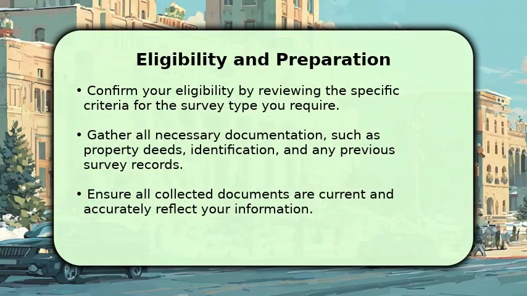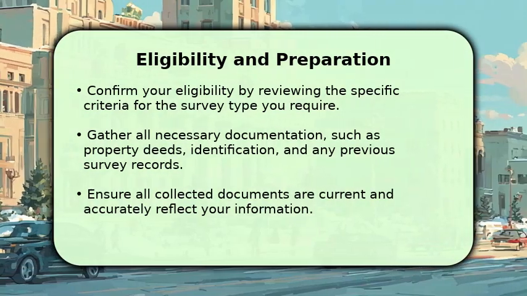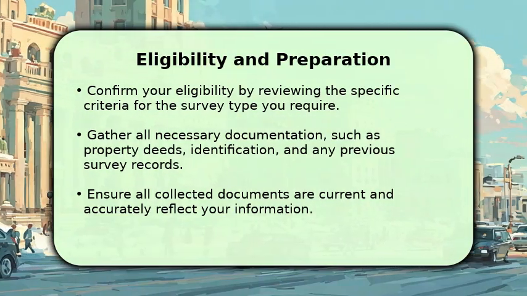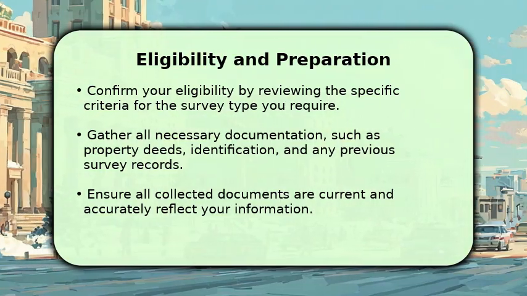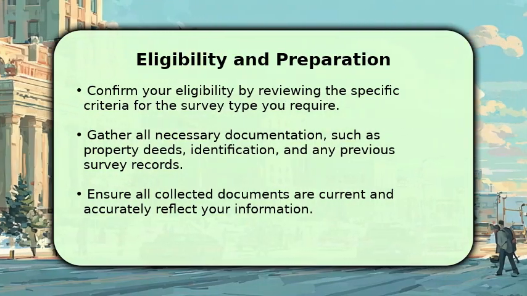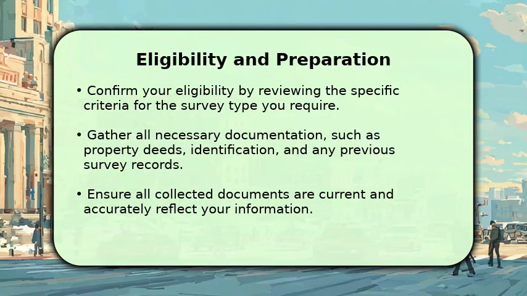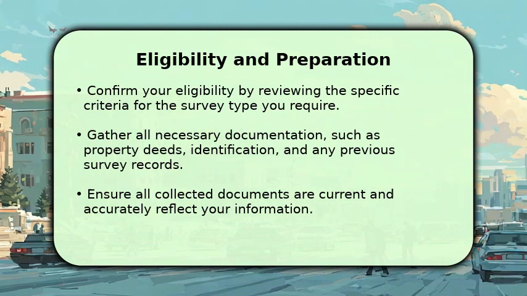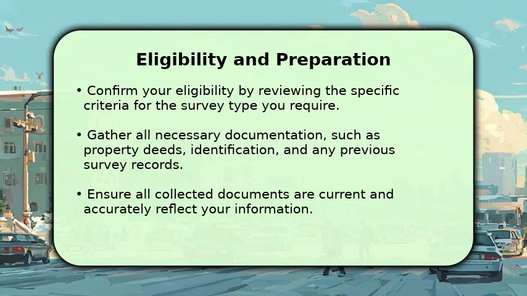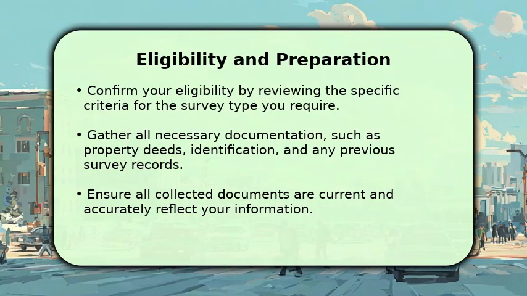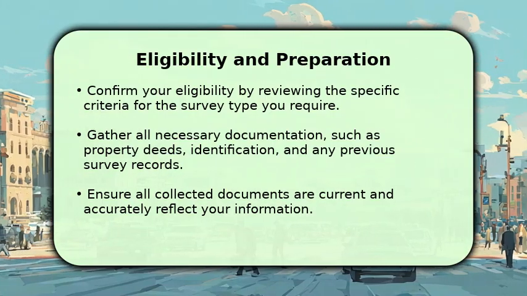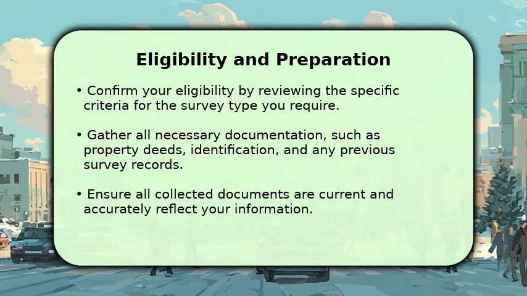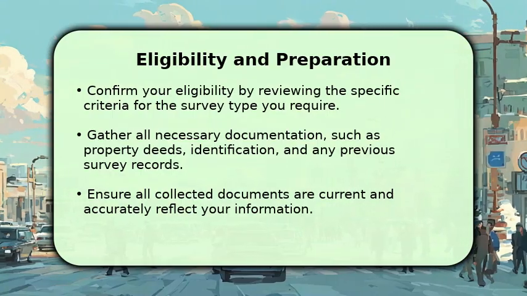Before you even begin the application, it's vital to confirm your eligibility for the specific government survey you need. Each type of survey, whether it's for land demarcation or environmental assessment, will have distinct requirements. You'll need to gather all supporting documents, which typically include proof of ownership, a valid form of identification, and any existing survey maps or reports. Double-check that all your paperwork is up to date and that every detail is accurate. This preparatory phase is crucial and can save you significant time and effort later in the process.